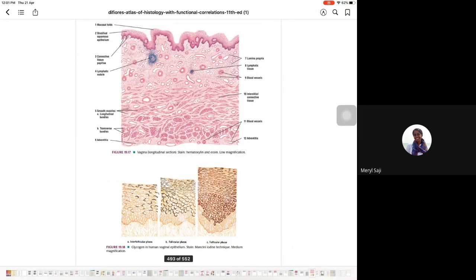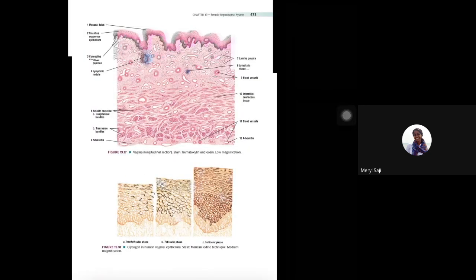Figure 19.17, vagina, longitudinal section, stain H&E, low magnification, mucosal folds. Stratified squamous epithelium. Now, these folds are the ones I was telling about, like undulation. Okay? Undulating. Yes, sir. Super. Stratified squamous epithelium. Connective tissue papillae. Lymphatic nodule. Smooth muscles: longitudinal bundles and transverse bundles. Adventitia. Lamina propria. Lymphatic tissue. Blood vessels. Interstitial connective tissue.